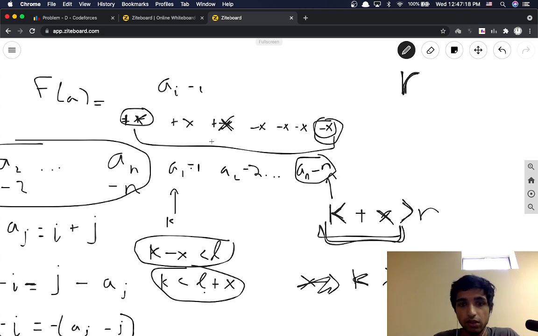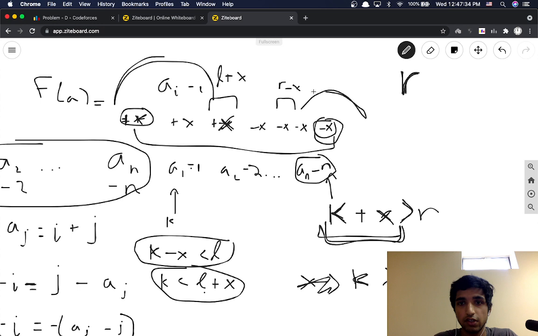So the way we count this is we find where L plus x is. Say L plus x is here. You find where R minus x is. R minus x is here. Everything below this is fixed. Everything above this is fixed, and the rest we choose. So in this case it is 3 choose 1 here.